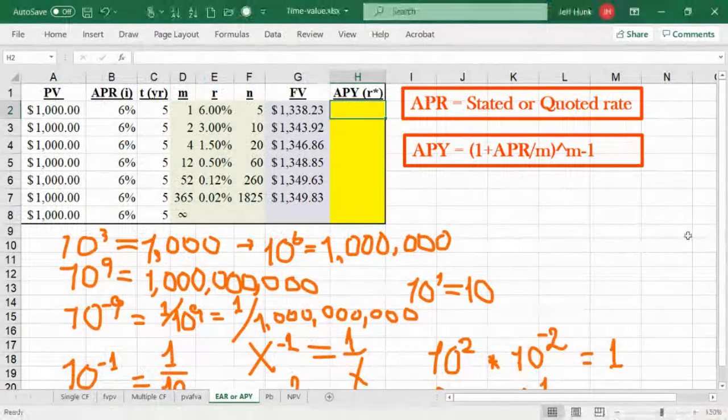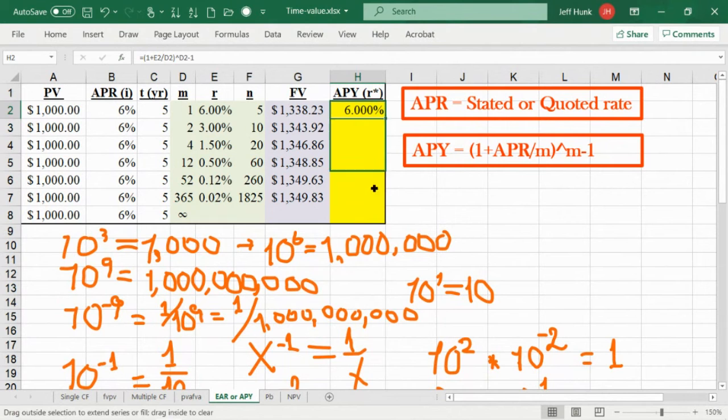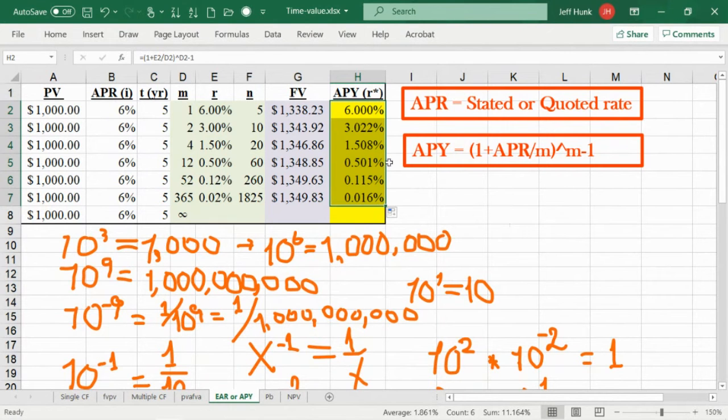All righty. So back here, let's find the APY. It's simply 1 plus APR over M, raised to M, minus 1. Of course, when compounding is annual, APR and APY will always be the same. From here on, you just need to drag it down.